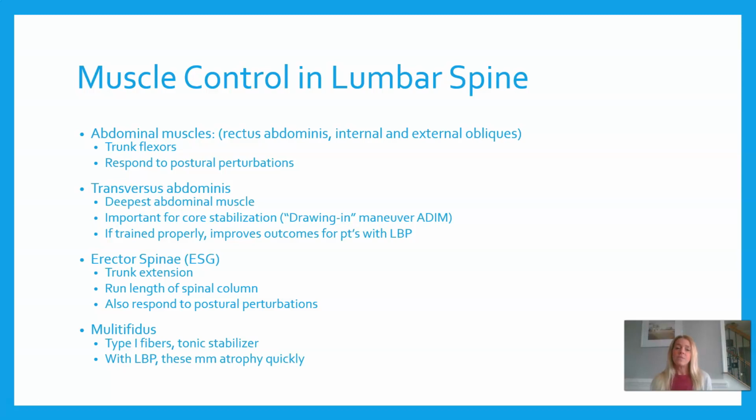Another abdominal muscle is the transversus abdominis. We talk about this one by itself because it does have a pretty major role in maintenance of posture. It is the deepest abdominal muscle, and it actually wraps around the whole abdomen. It is really important for core stabilization, so you've probably heard of different ways to train the transversus abdominis, possibly what we call the drawing in maneuver, which may also be abbreviated ADIM, abdominal drawing in maneuver.